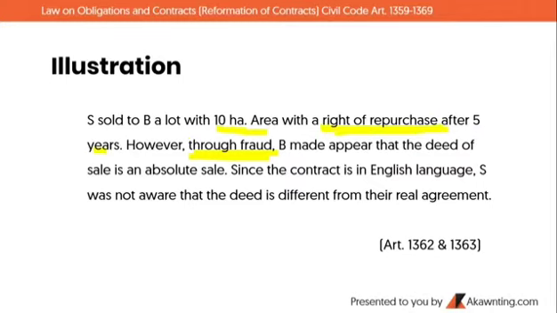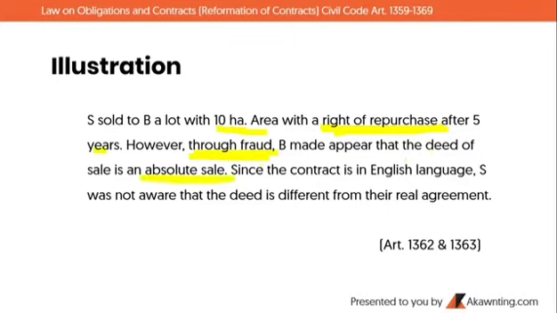Ibig sabihin, ibebenta muna ni S kay B yung lot na yan, yung land na yan, pero after 5 years, meron na siyang right to bilihin ulit from B. So, ayan, mababalik sa kanya yung lupa after 5 years pa. However, through fraud, okay, B made it appear that the deed of sale is an absolute sale.